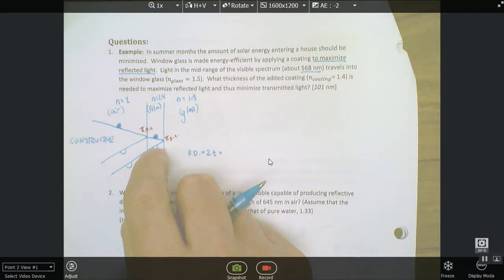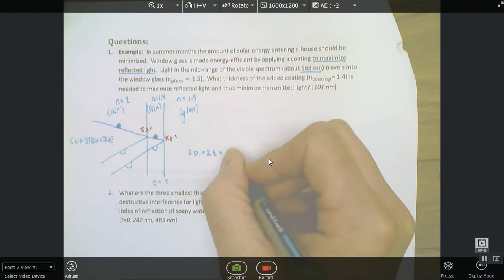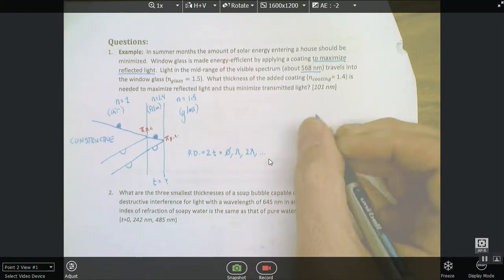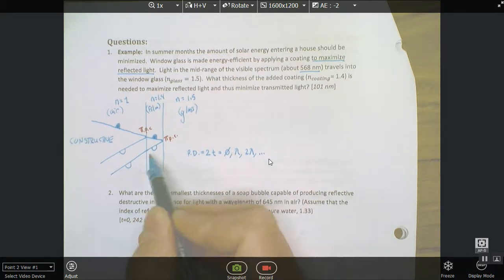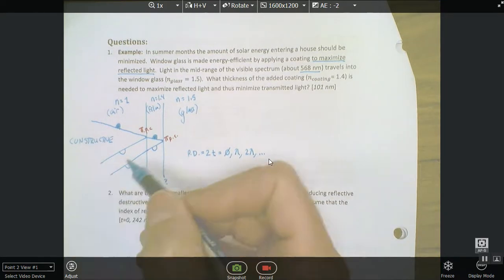The only way, if this is inverted, the only path difference that would give you a crest staying a crest is if it's 0, lambda, 2 lambda, etc. If there's no path difference and it turned into a trough, it'll stay a trough. If it's a wavelength behind, it'll start as a trough, end as a trough. If it's 2, so on and so forth.